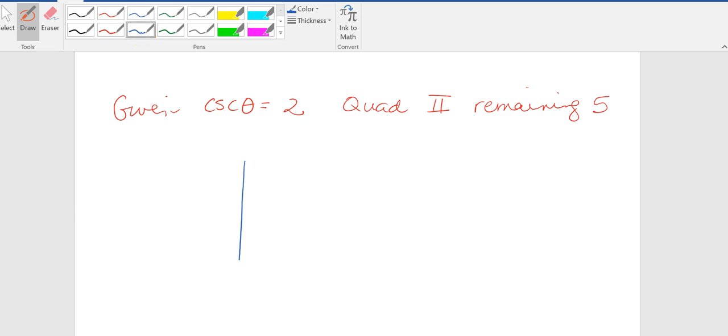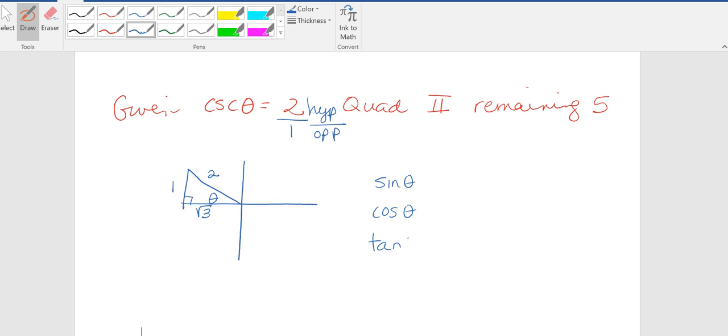Okay, for this one we have a triangle that's in quadrant 2. They're telling us the cosecant is 2 over 1, so that's your hypotenuse and your side opposite. That's the reciprocal of sine, so that's 1 and 2. So you have to find the adjacent side, which turns out to be the square root of 3. They want the 5 remaining, so you've got sine of theta, cosine of theta, tan of theta.